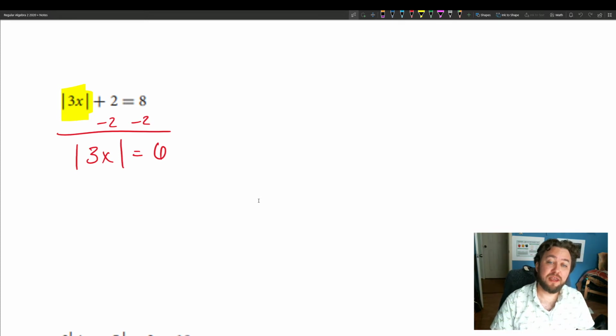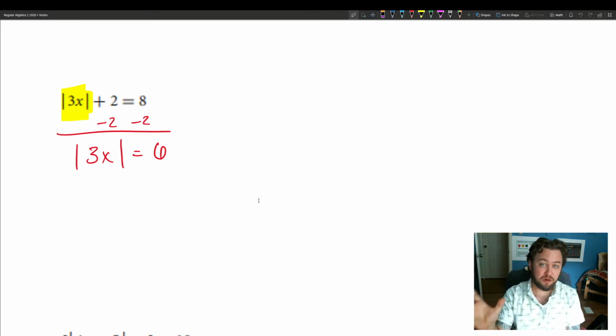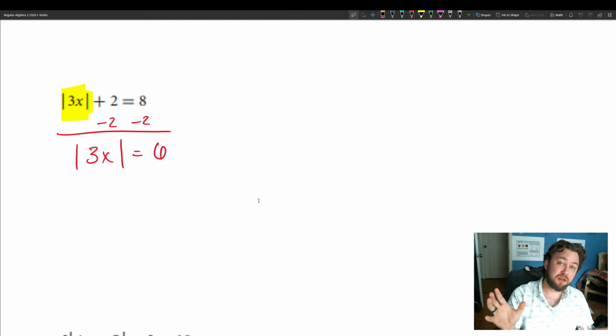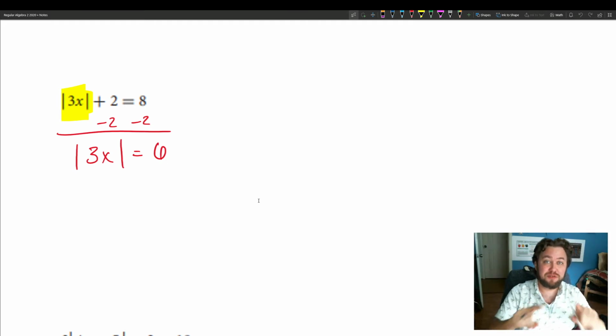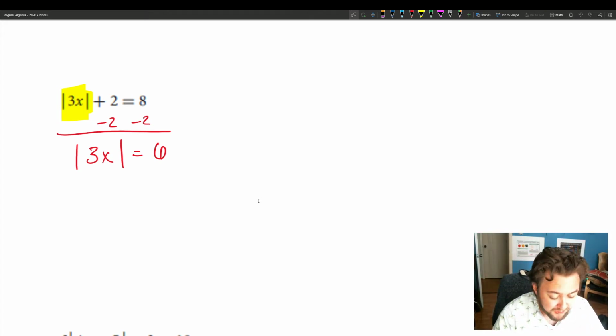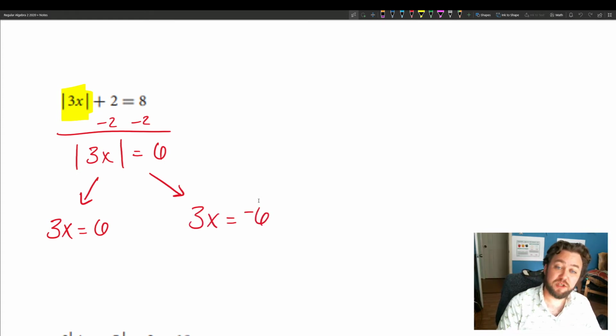And now that I have this, I've got my absolute value bars and whatever's inside of it on one side, and a value on the other, I'm going to break this into two different equations. We're going to work on that disjunction, and it's really pretty easy. So this could be 3x equals 6, or it could also be 3x equals negative 6. We're going to solve both.